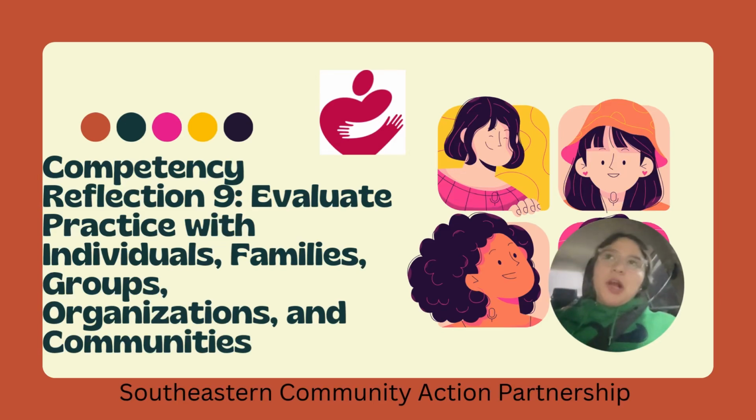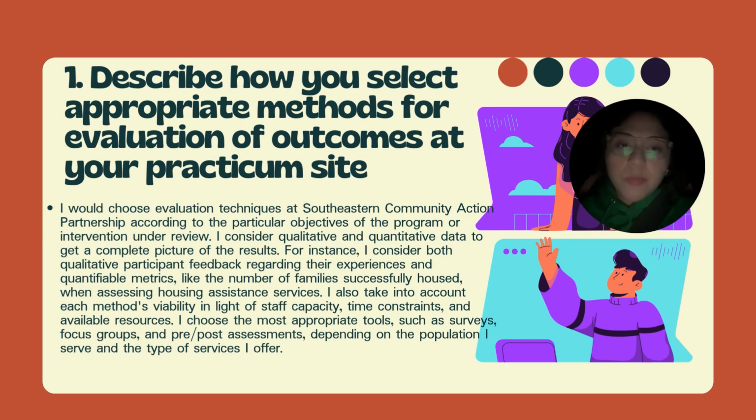Hello, I'm going to be doing my competency reflection 9. It's our last one. And this one is titled Evaluating Practice with Individuals, Families, Organizations, Groups, and Communities. So, question number 1 is to describe how you select appropriate methods for evaluation of outcomes at your practice site.